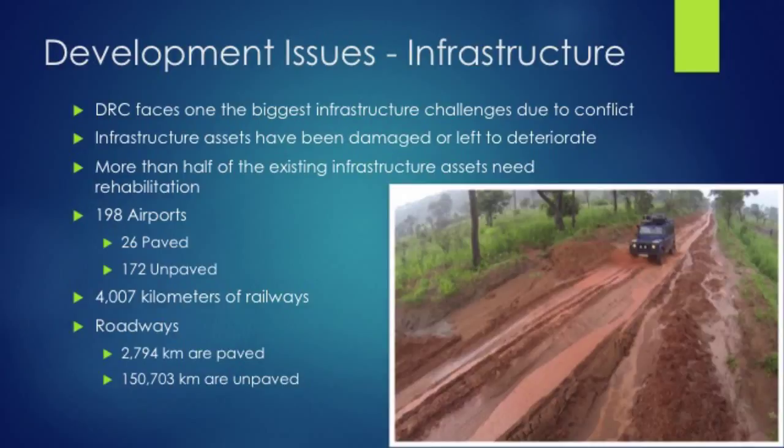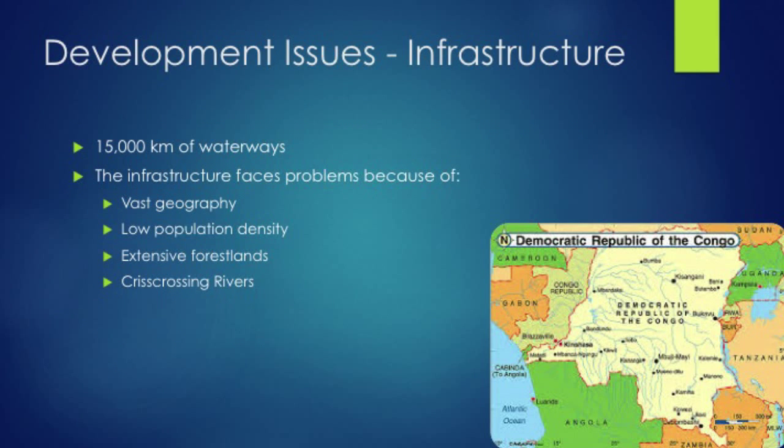There are 4,007 kilometers of railways in the Democratic Republic of Congo, and also there's various kilometers of roads. 2,794 kilometers are paved, while 150,703 kilometers are unpaved. There are 15,000 kilometers of waterways in the Democratic Republic of the Congo. But there's only 10 ports that are on these waterways, and there's only one major seaport. So with all these kilometers of waterways, there's really not any structure or port or anything that is actually functioning.